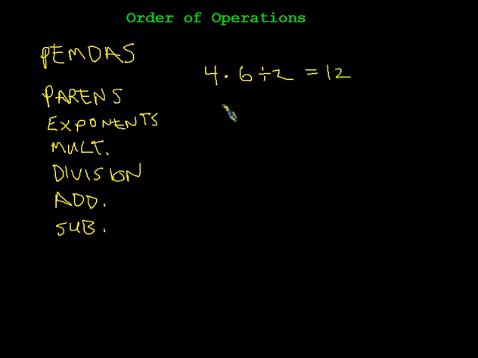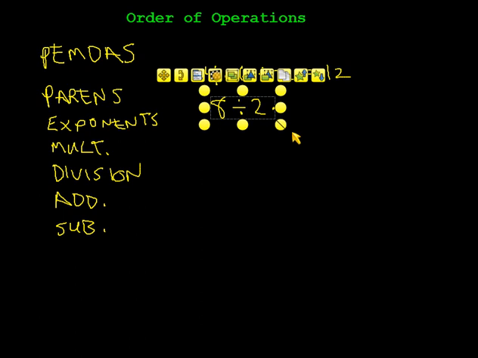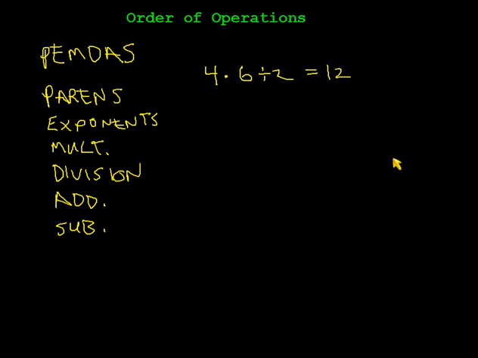However, what if I had something like 8 divided by 2 times... let's make that number bigger than 8. Let's make that number like maybe 20. So we'll do something like 20 divided by 2 times maybe 5. There we go.